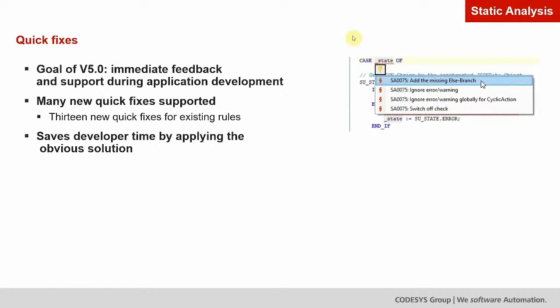In this case, for example, for this case statement, you might add a missing else branch automatically, or the quick fix that is basically available for most rules is the possibility to disable this check on this position or globally. This saves the developer a lot of time because for many rules, simple solutions are possible and can be done automatically, and this is another important part of not only giving immediate feedback to the developer, but also to support him as best as possible during application development.